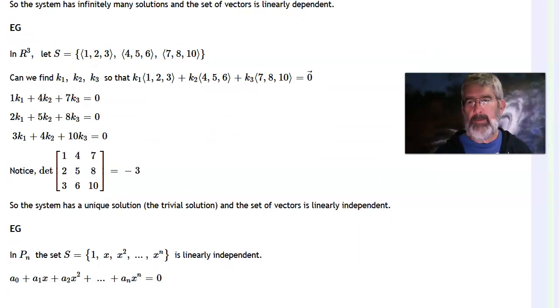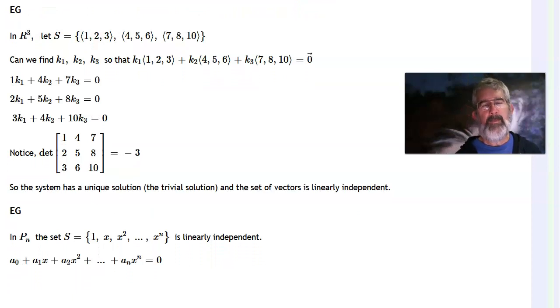One last example before we end this video. I want to look at the polynomials of degree n or less, Pn, and look at the set 1, x, x squared, and so on up to x^n. Remember, in Pn, the vectors are functions. In fact, they're polynomial functions of degree n or less. And my claim is that these, how many are there? I guess there's n plus 1 of these functions, that these are independent.